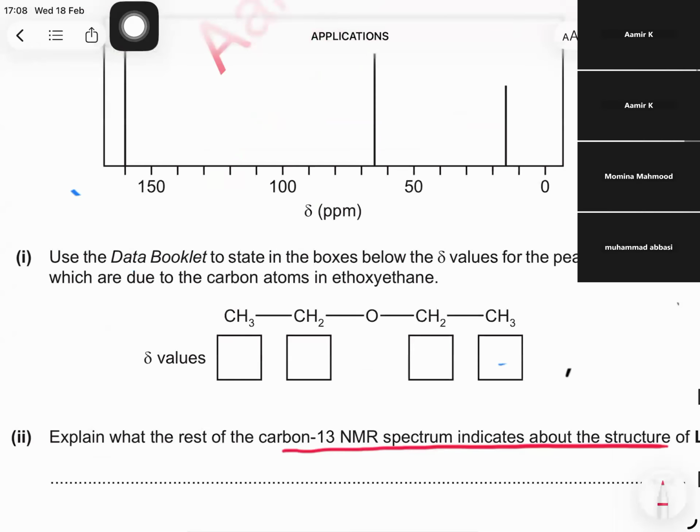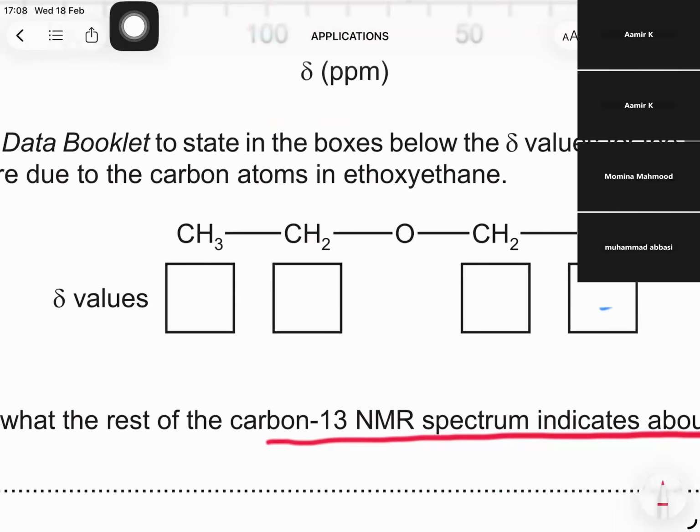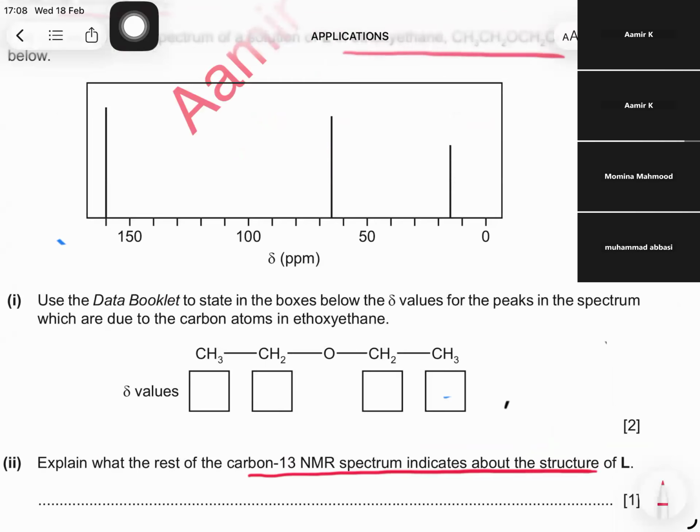Okay, now can you identify the values here? Each will have different peaks, right? What about this 0 to 50? So precisely which one is this? This one is at 15, right? 10, 20, 30, 40 and 50, yeah. And what about this? CH2 next to O? 50 to 70, so this is the 65 one. Similarly, this is 65 and this is 15.